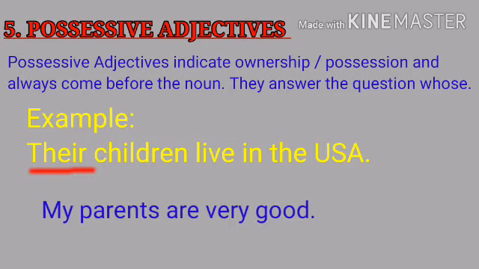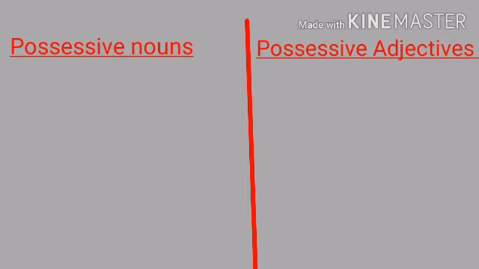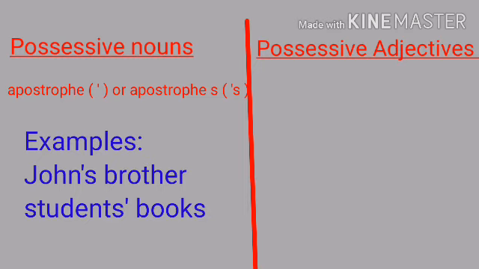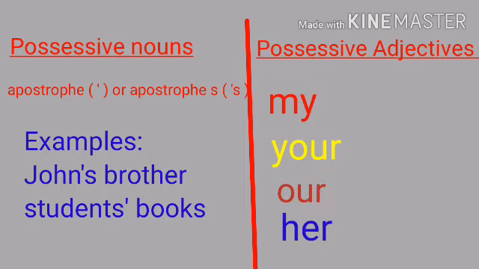Let us take one more example. My parents are very good. Here the word my is possessive adjective because it indicates ownership or possession and it comes before noun parents. Children, remember, we use apostrophe or apostrophe s in possessive nouns. For example, John's brother, students' books. Whereas in possessive adjectives, we use words like my, your, our, her, his, and their with nouns.